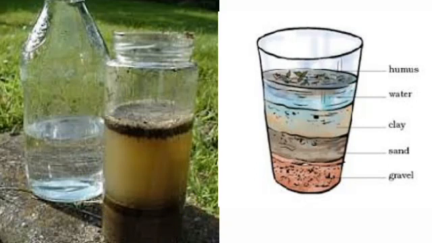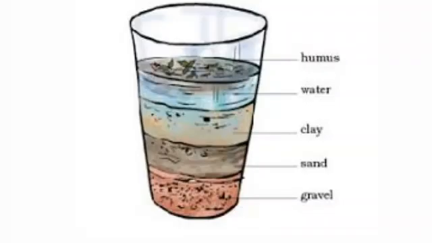The rotting matter floating on the water is called humus. The other layers are clay, sand and gravel. From this, we can see that the soil is a mixture of various particles.